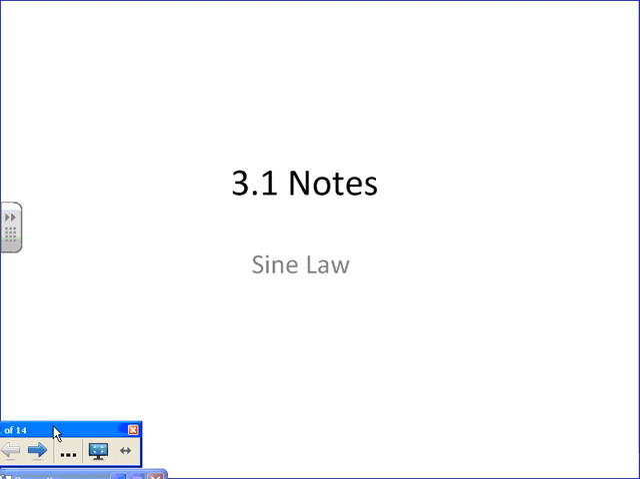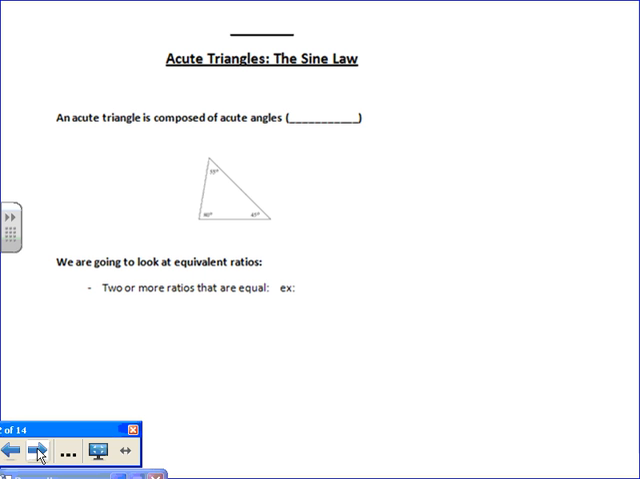We're looking today at the sine law, and we're looking at the sine law as it applies to acute triangles. Let's go ahead and get started in our 3.1 notes. So acute triangles and the sine law, before we go ahead and look at what the sine law is and how it relates to a triangle, we need to first just clarify a few different terms.